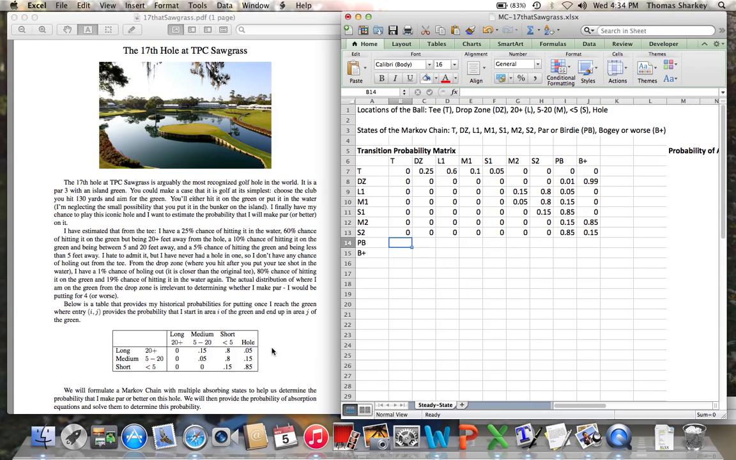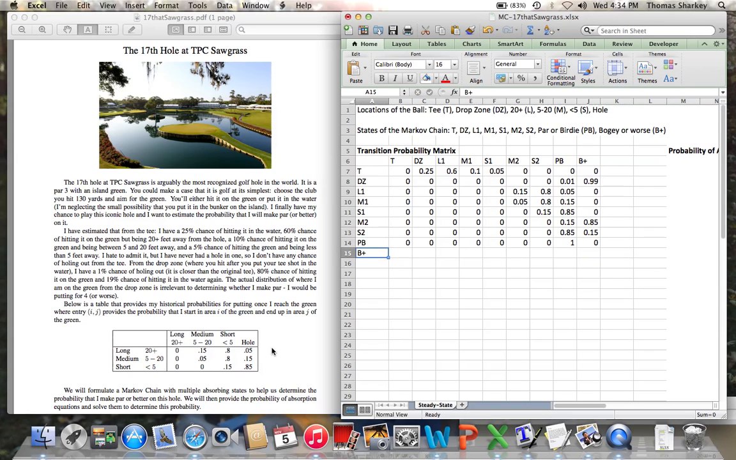Now, what becomes interesting is the par or better state. Par or better state is an absorbing state. Once I'm in it, I'm done. I finished the hole. My Markov chain will stay in that state forever. So this par birdie state transitions to itself with a probability of 1, and has transition probability 0 everywhere.